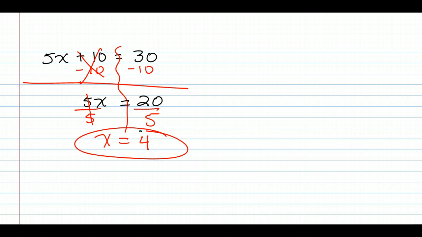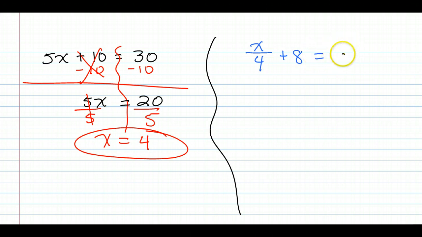All right, well, that's a two-step operation, but of course there's going to be lots of varieties of that. That was just with multiplication and addition. What if we had something that looked like this? X over 4 plus 8 equals 10. Copy that problem down. Looks a little weird, but we solve it one step at a time.